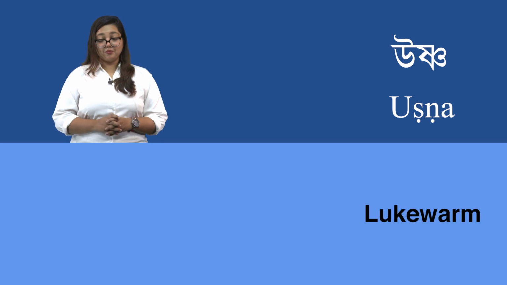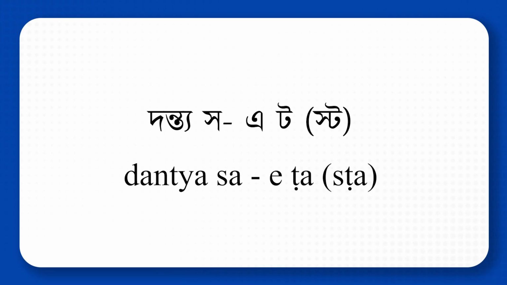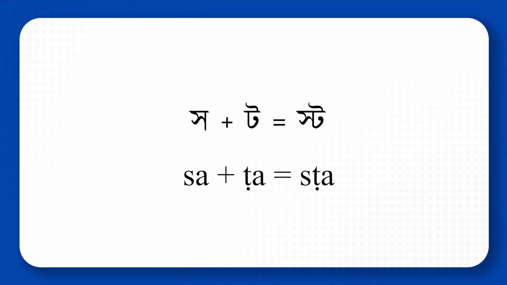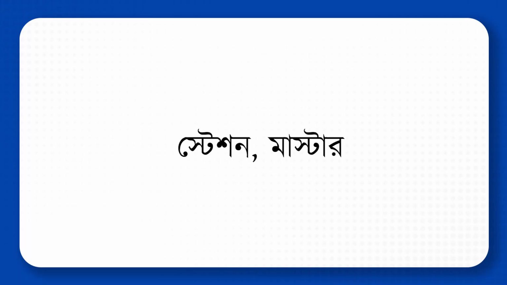The fourth conjunct is Donte Shoytoy. In this conjunction, we can notice Donte Sho and To merge with each other, where both To and Sho manage to retain their actual shape. It is actually used for borrowed words like station and master.